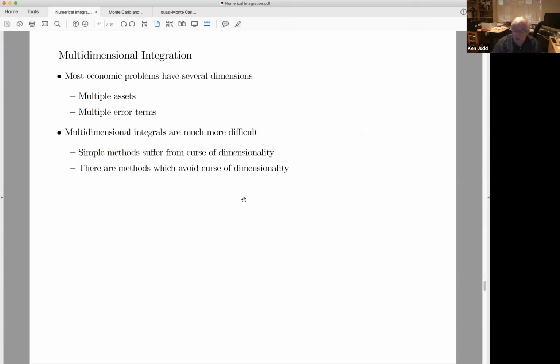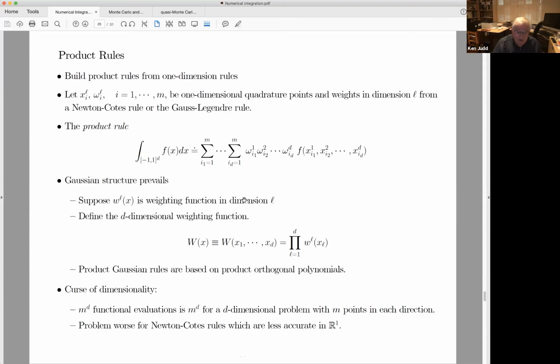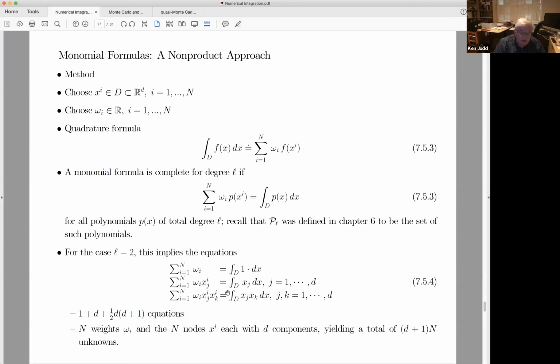Now, multidimensional integrals are much worse. One thing to do is take a product rule, where you're trying to integrate over x, y, z. You take the quadrature points in x, then quadrature points in y, and then quadrature points in z, and then take the tensor product of those points to get the x, y, z points to use. Okay, that's product rules. However, it has a hideous curse of dimensionality, so you want to avoid that for higher dimensional functions.